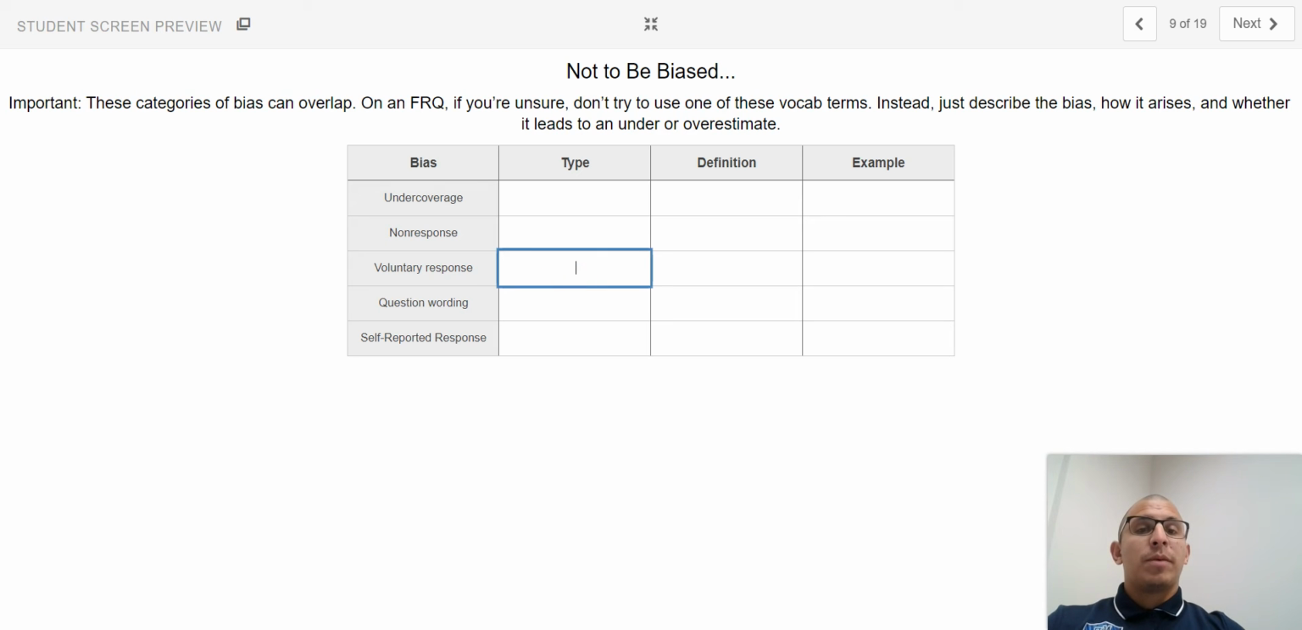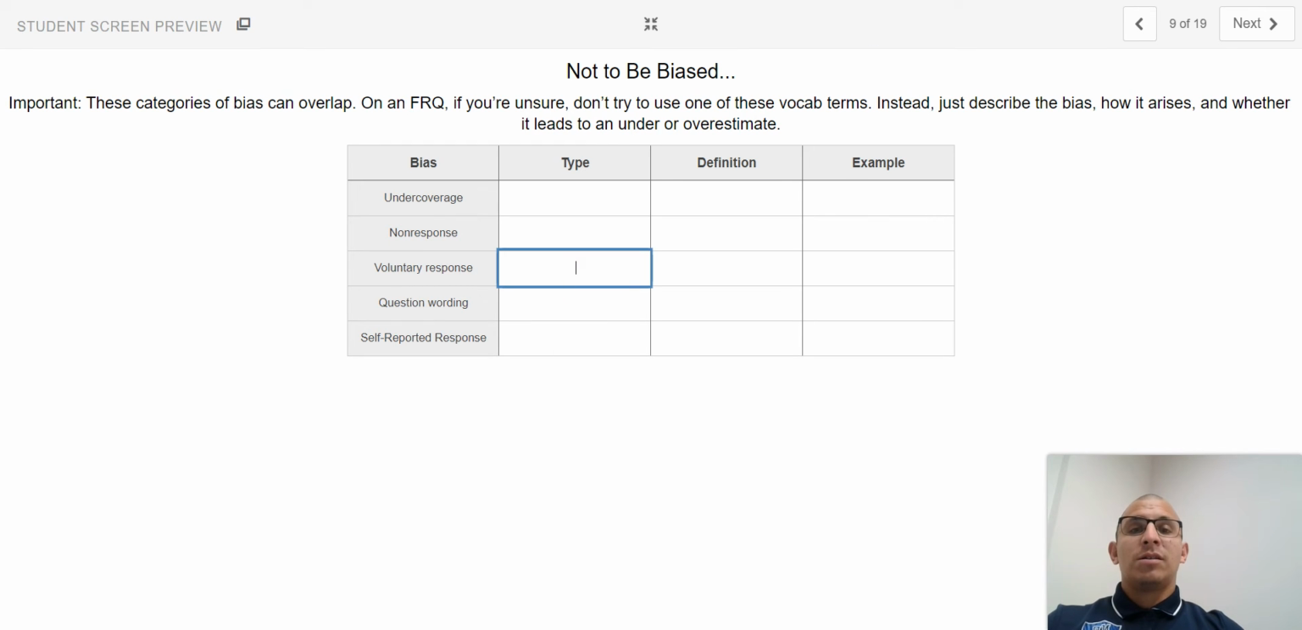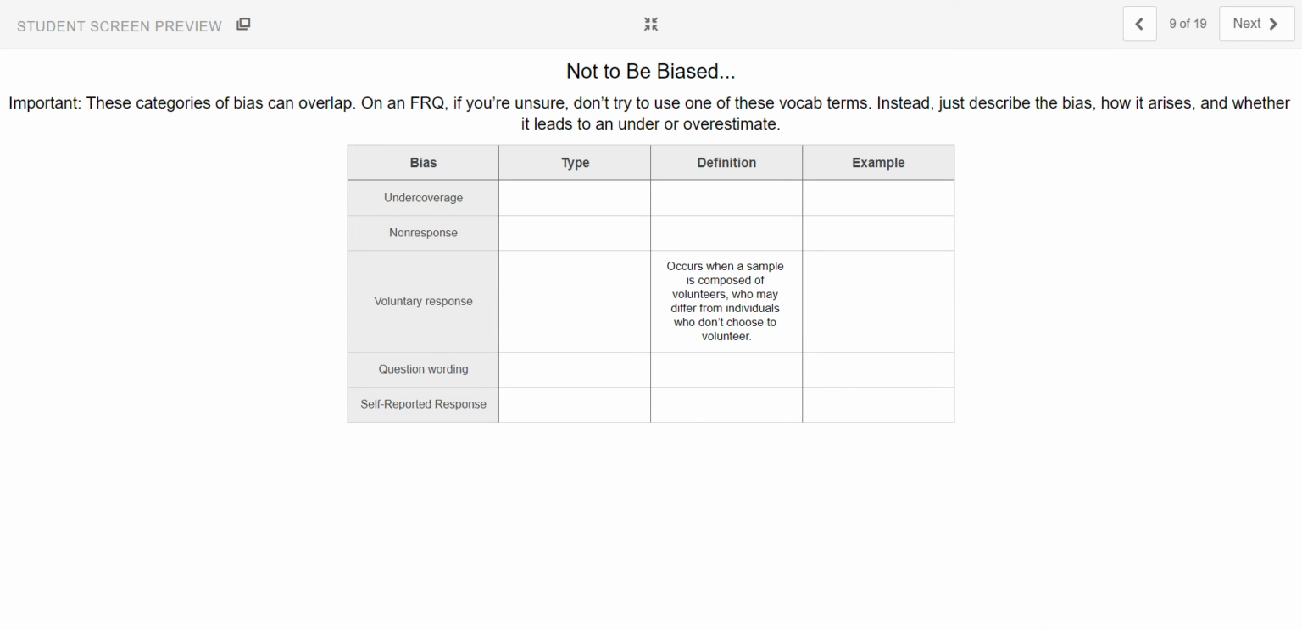I'm going to provide you some information here that you can fill in the table. The first two rows are going to be your responsibility, since we had just walked through those. But a voluntary response bias occurs when a sample is composed of volunteers who may differ from individuals who don't choose to volunteer. An example of that would be looking at someone's heart rate.